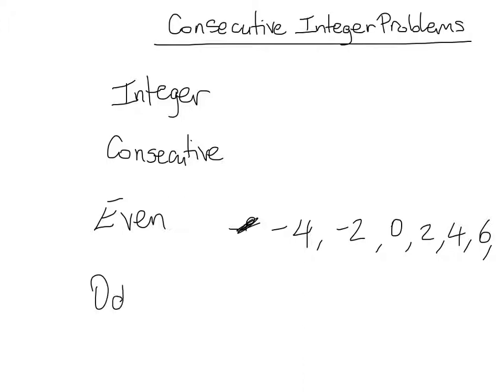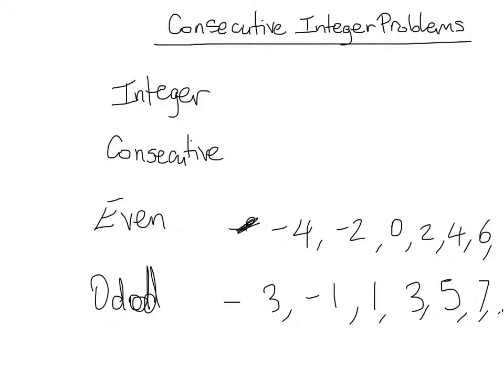All right, similar for odd. Consecutive odd integers are whole numbers that do have a remainder when divided by 2. And they can be negative as well. So for example, you could have -3, -1, 1, 3, 5, 7, and so on and so forth. Those are consecutive odd integers. We're not skipping any and they are in order. All right, so now let's take a look at what a consecutive integer problem would look like.